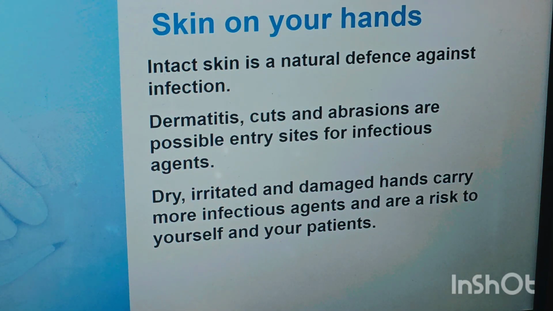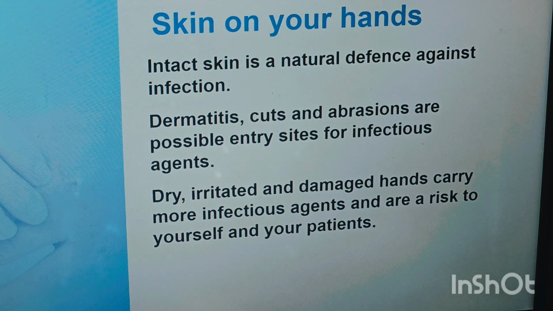Intact skin is a natural defense against infection. Dermatitis, cuts and abrasions are possible entry sites for infectious agents. Dry, irritated and damaged hands carry more infectious agents and are a risk to yourself and your patients.